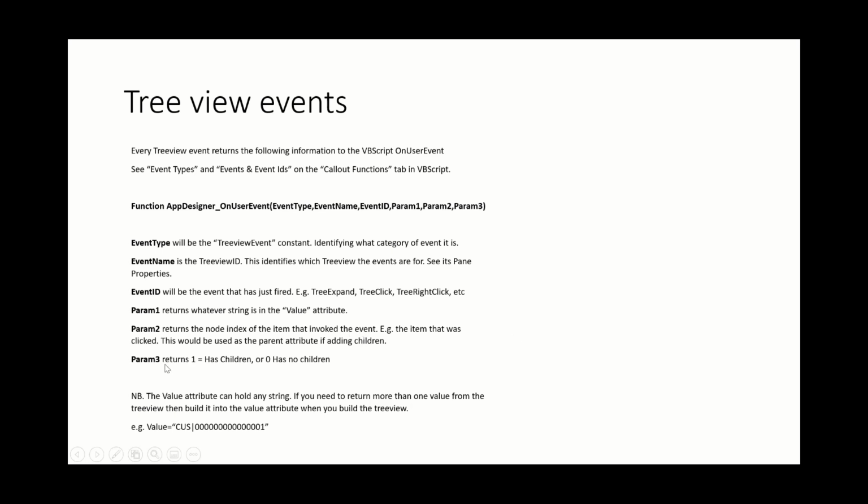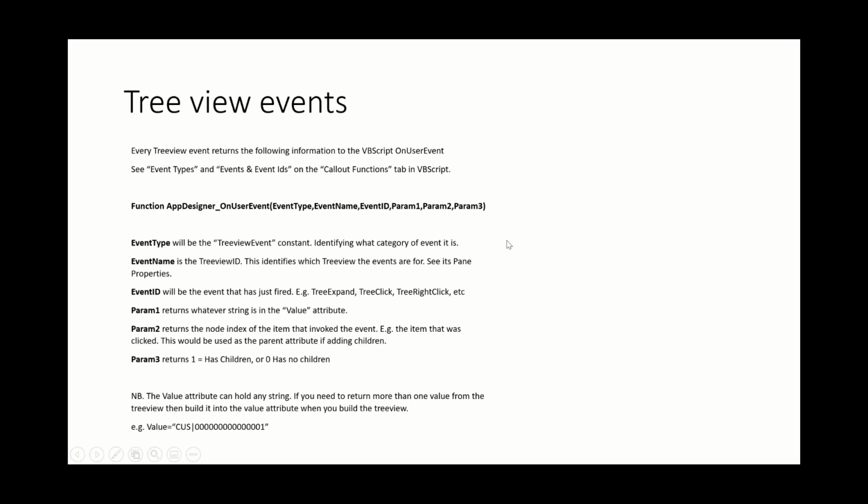Now, at first glance, the value looks like it can only have one value, like a stock code or something like that. But what you'll find is it takes a string, and if you need more than one value to be held there, then my technique is something like this. I just delimit them by a pipe sign, and then use VBScript split to split them into an array later on. So we will see this technique a little bit later on, where I specifically want to check that I'm clicking on a customer code and not something else.